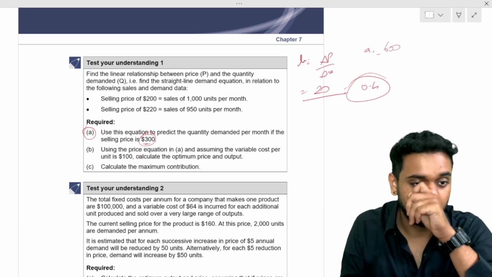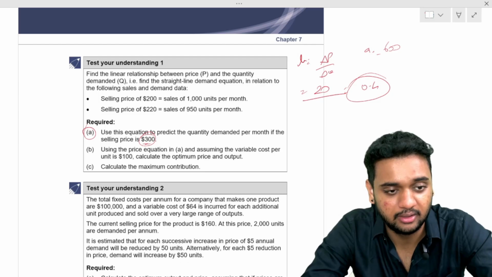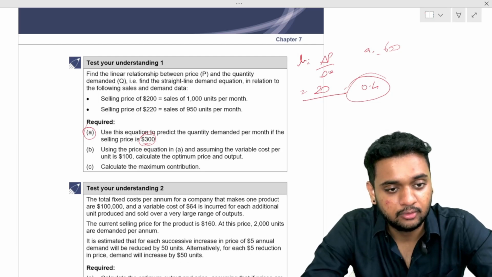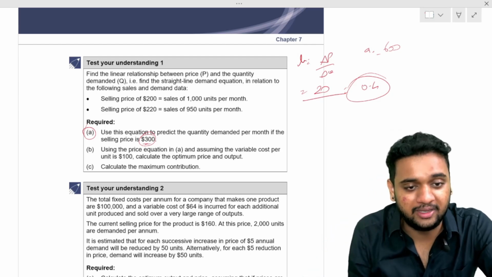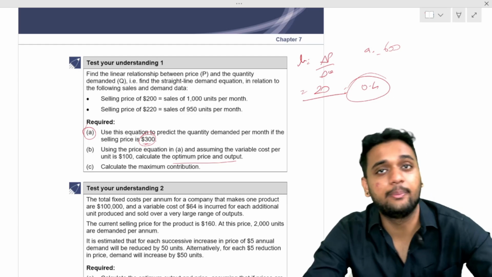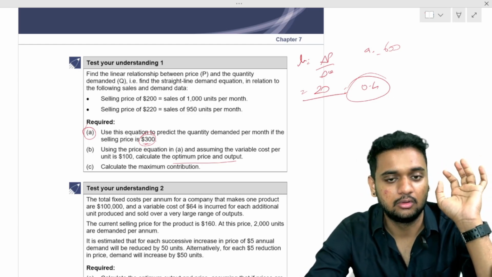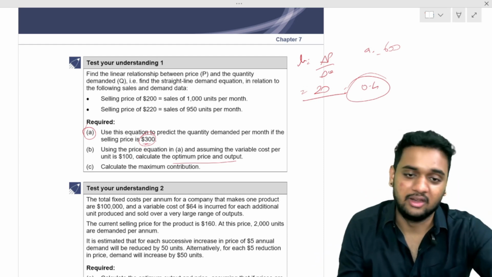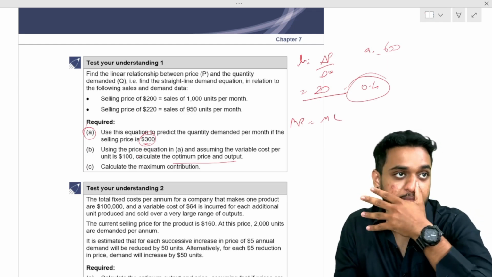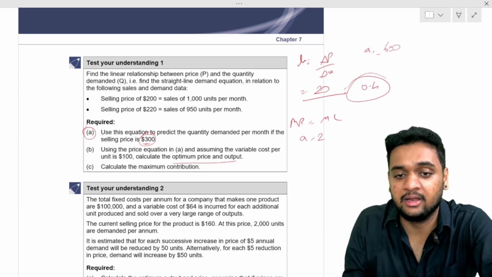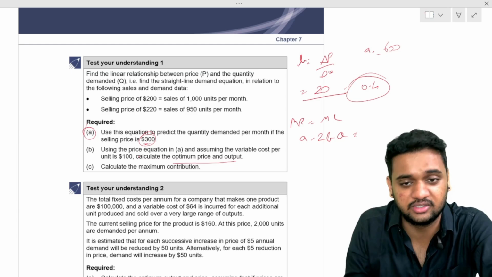Now come to our question, part B. What are they asking in B? Variable cost they gave. They are asking for optimum price and optimum output. Optimum price is when you get maximum profit. When do you get maximum profit? When MR is equal to MC. MR is what? A minus 2BQ is equal to MC, which is what? Variable cost. What is the variable cost given in the question?